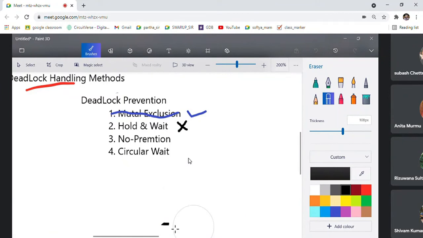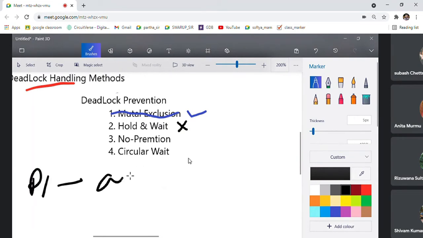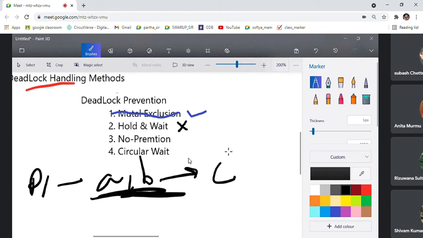No preemption is when your processes do not preempt the resources. So here also the solution is simple. If process P1 has A, B, and it is waiting again for C, then no preemption is again simple. If it is waiting for C, tell P1 to preempt or release A and B and then enter into waiting state. Preempt the resources.